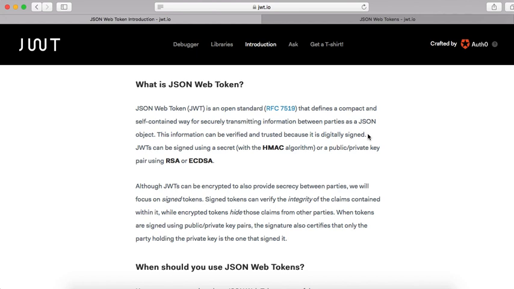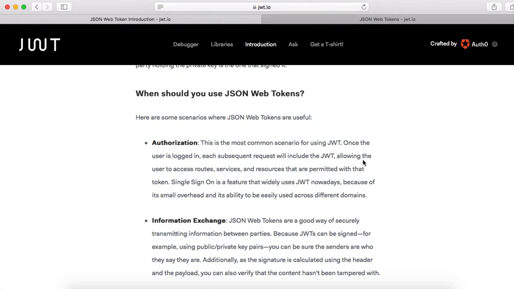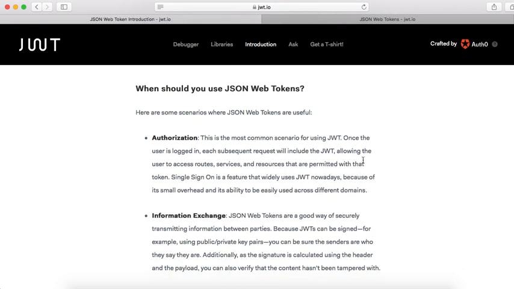And how is it secure? Further, it talks about the algorithms used in JWT, which are basically HMAC, RSA or ECDSA. HMAC is a symmetric one, and RSA and ECDSA are asymmetric ones. We are going to talk about them in a minute. Let's see when we should ideally use JWT. The website says we should use JWT in two scenarios: authorization and information exchange.